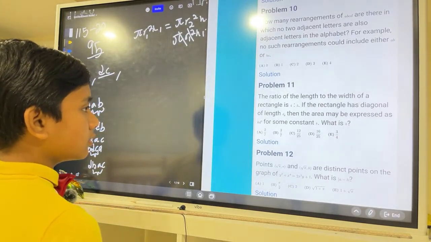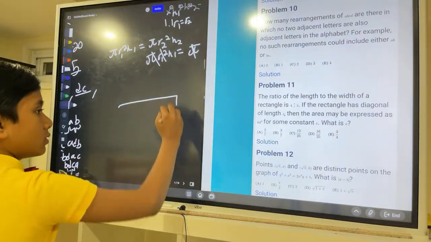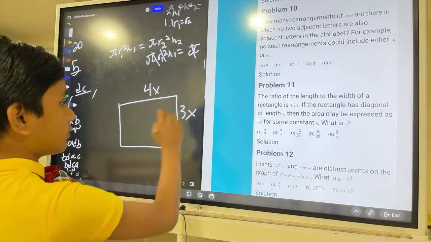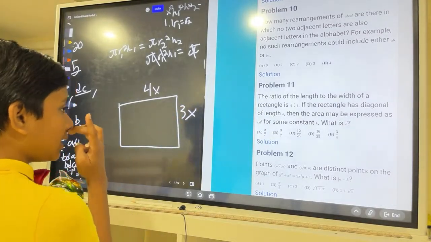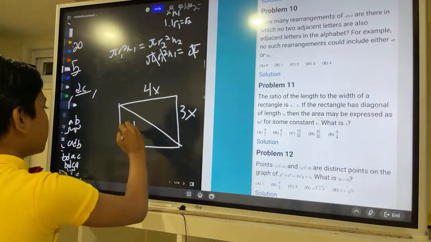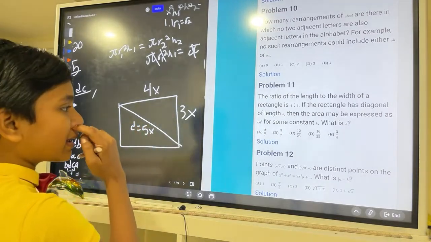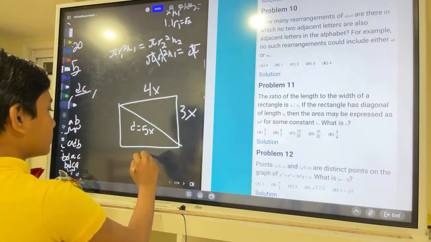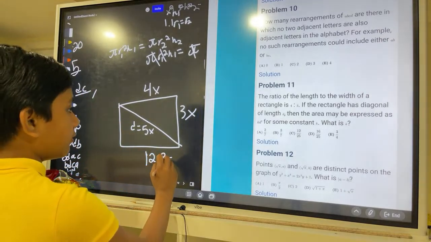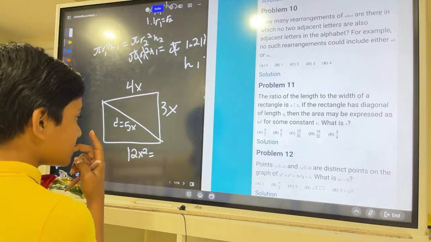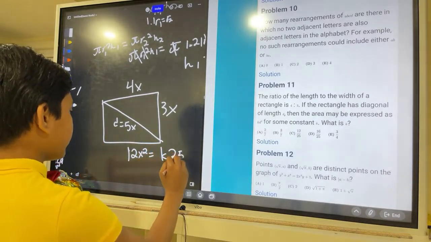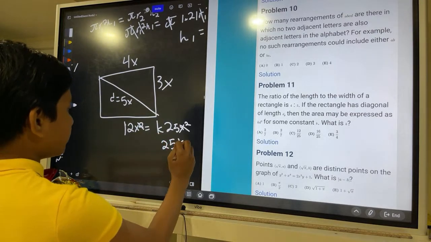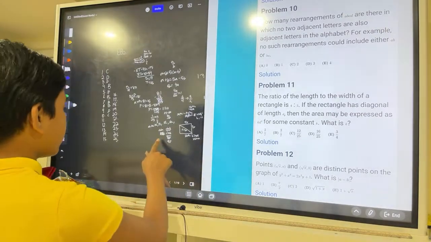Ratio of the length to the width. Okay, so let's call this 4x and this 3x. The rectangle has a diagonal of length d, which could be like 5x. Area can be expressed as k d squared for some constant k. The area is 12x squared equal to k times 25x squared. So 25k is 12. The constant is 12 over 25.